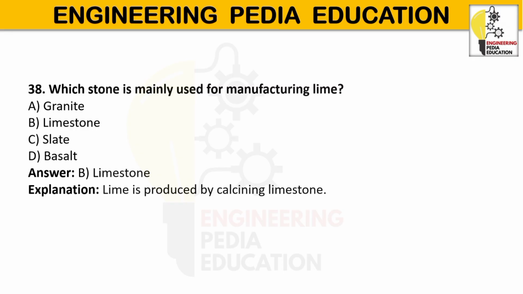Properties: comparatively soft and easy to dress, good durability in dry condition, reacts with dilute acid releasing CO2, moderate strength, porous in some varieties. It is used in the manufacture of cement, lime production, building stone, road construction, and as flux in iron and steel industries.